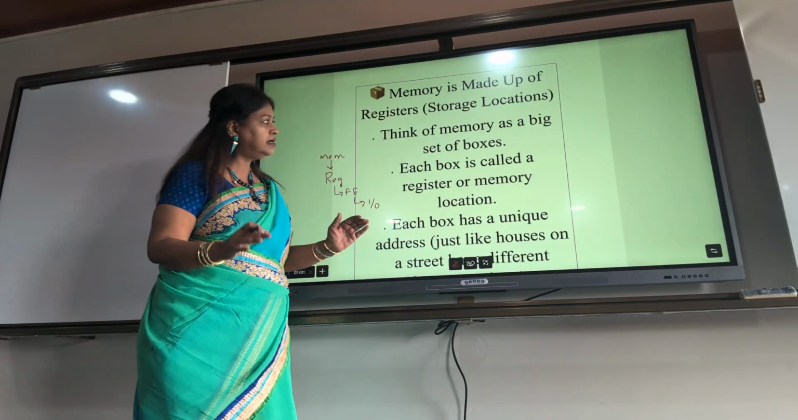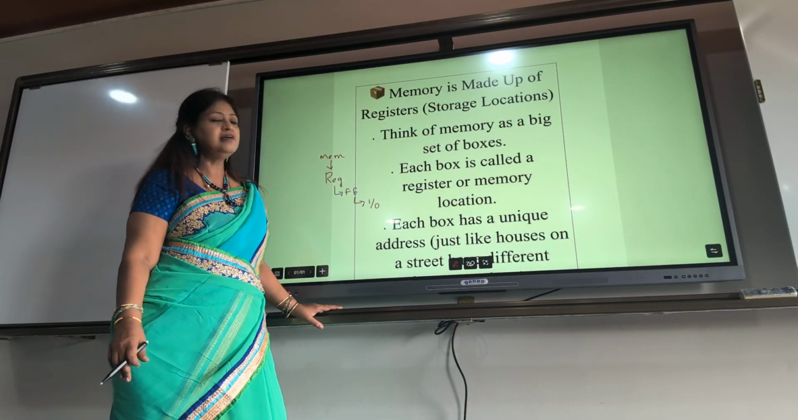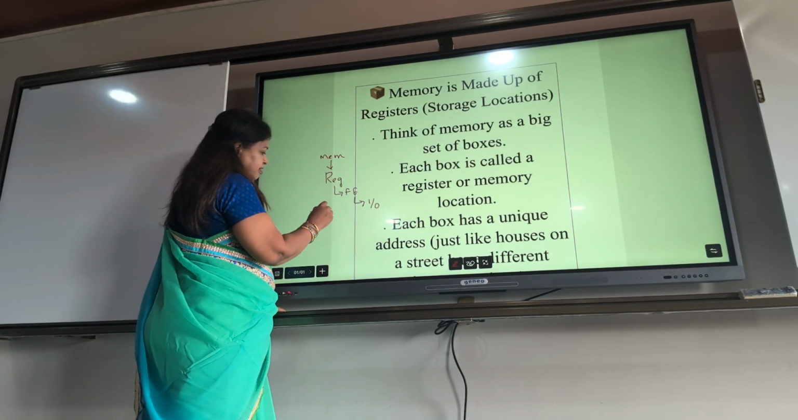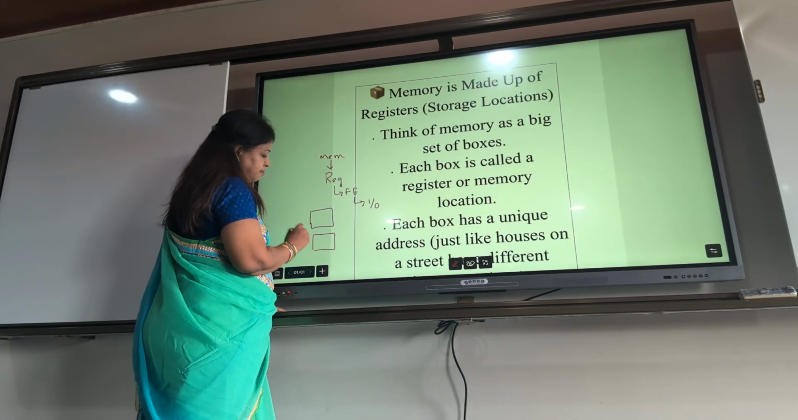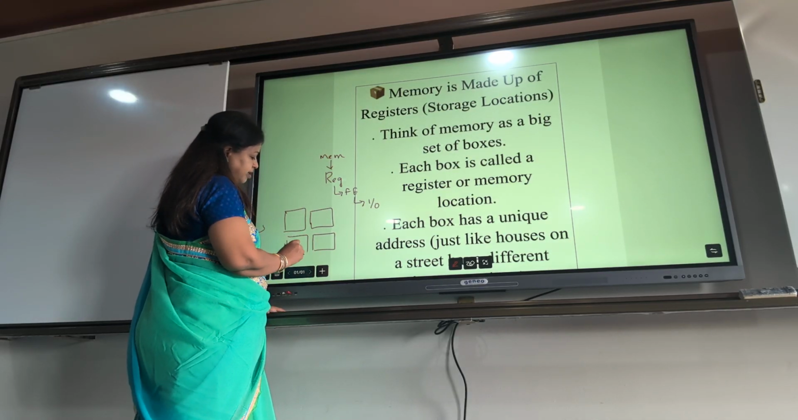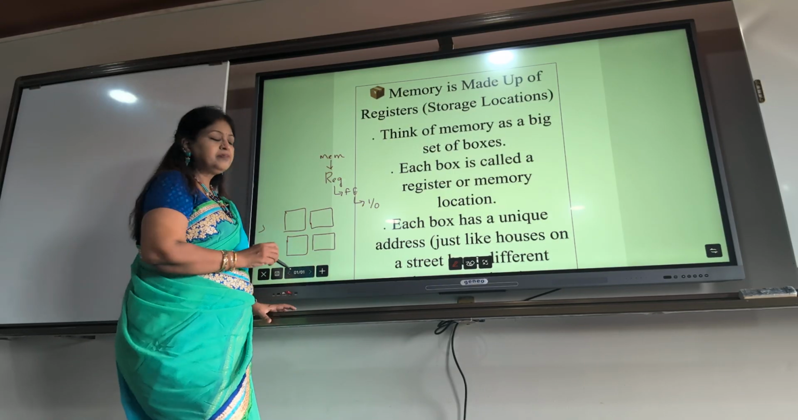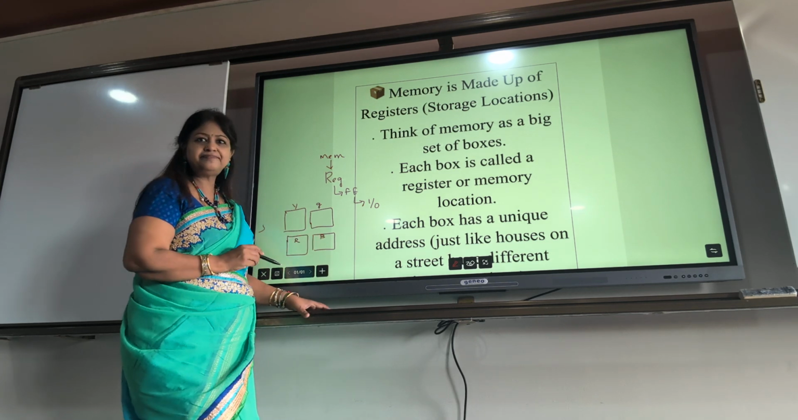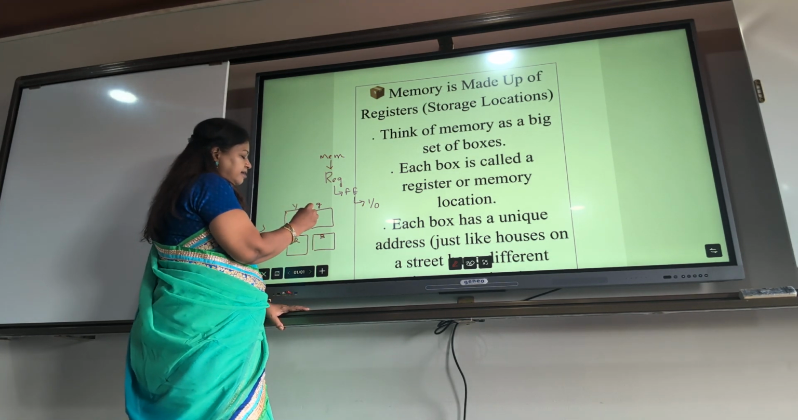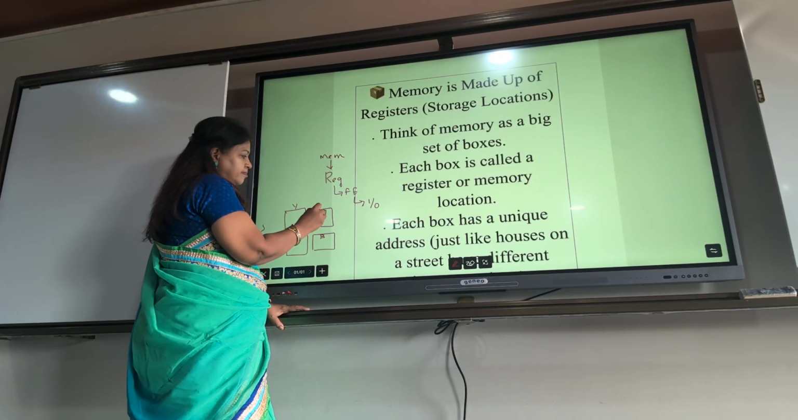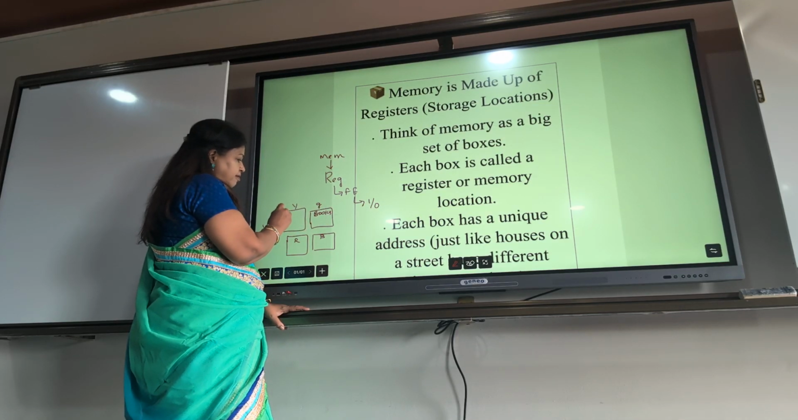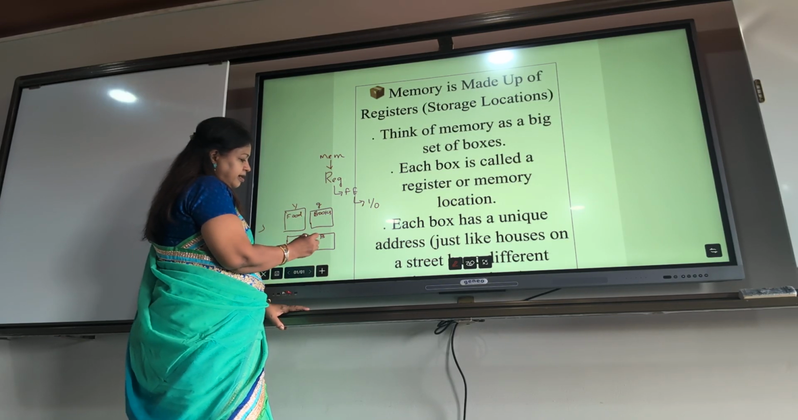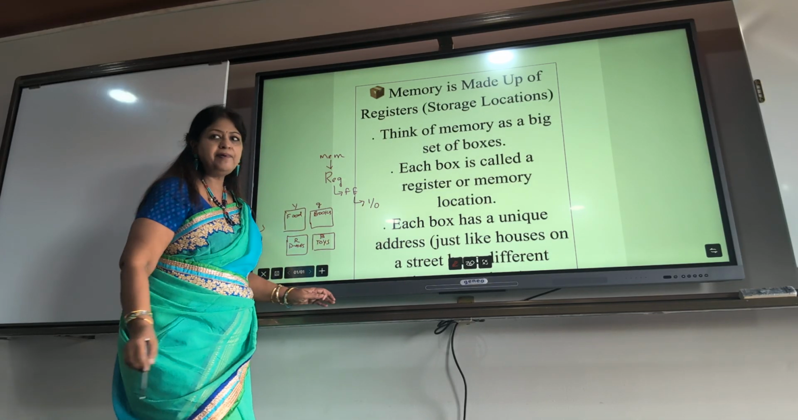Think of a memory as a big set of boxes. Each box is called a register or memory location. Each box has a unique address. Assume you are storing your things, like how you store your clothes. You will have yellow, green, red, blue color boxes. In green color you put your goods, in yellow color you put your food, in red color you put your dress, and here some toys or play items.